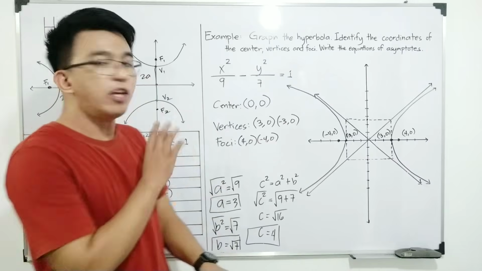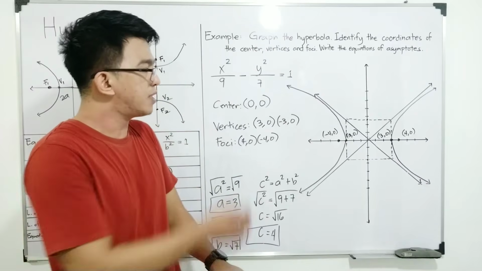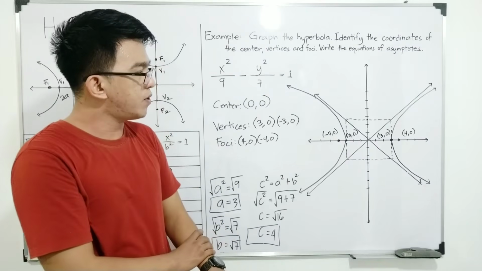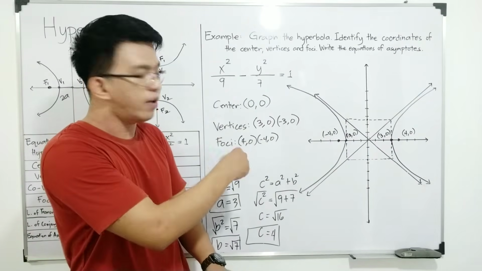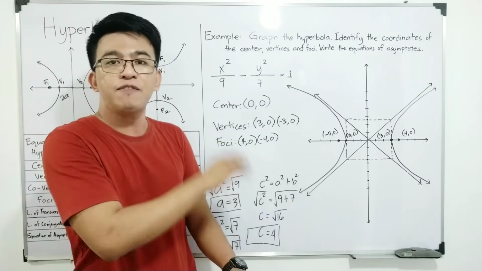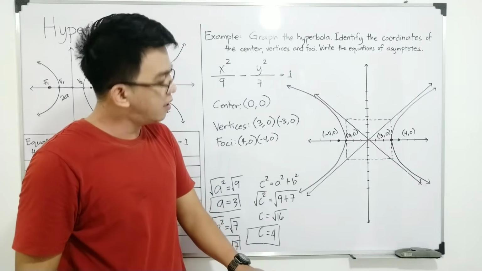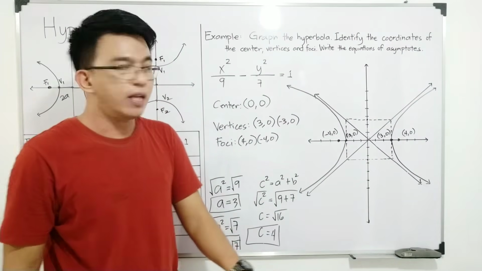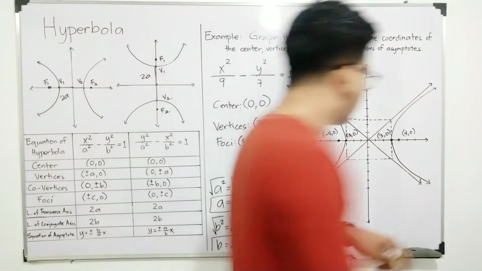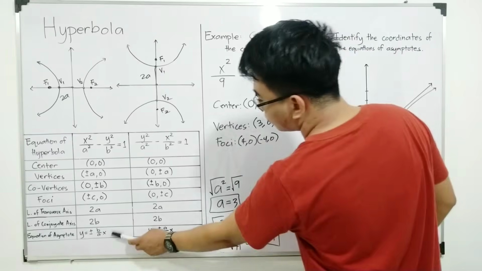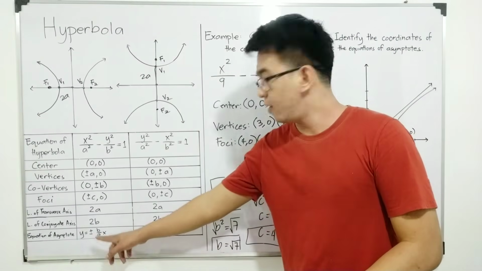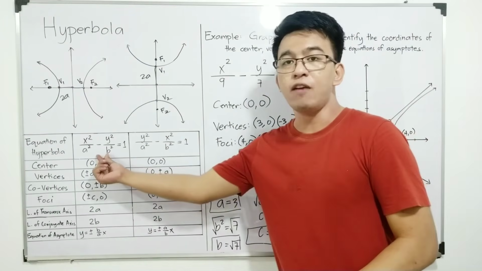Una, gamitin nyo yung value ng A, B, and C. Tapos gawa kayo ng rectangle para maging guide nyo in drawing the asymptote. Tapos, sa hyperbola, pwede nyo ilagay ang vertices at focus. Tapos, dapat hindi mag-touch yung graph ng hyperbola with the asymptote. And lastly, sabi dito, write the equations of the asymptotes. Now, as for the equation, y is equal to positive negative b over a times x. Kasi ito yung ating formula.